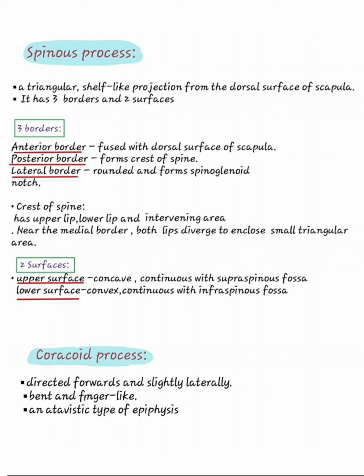Anterior border, it fuses with dorsal surface of scapula. Posterior border, it forms crest of spine. Crest of spine has upper lip, lower lip and intervening area. Near the medial border, both lips diverge to enclose a small triangular area.